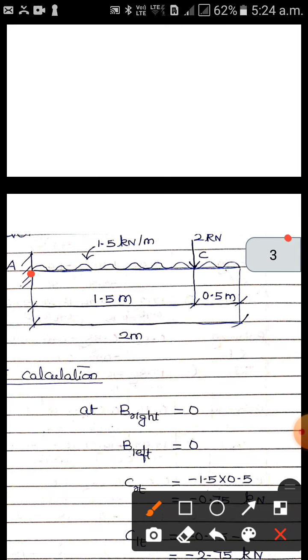And what is the bending moment? What is the distance? Again, it is a UDL. It will be acting at the center of the 2 meters. So center of 2 meters, 2 by 2. So it is minus 1.5 into 2 into 2 by 2. That is for the UDL.